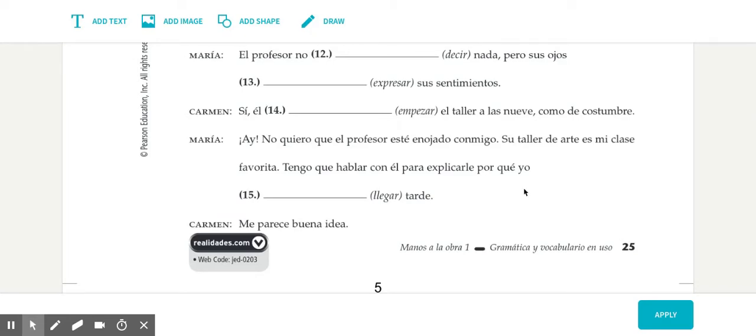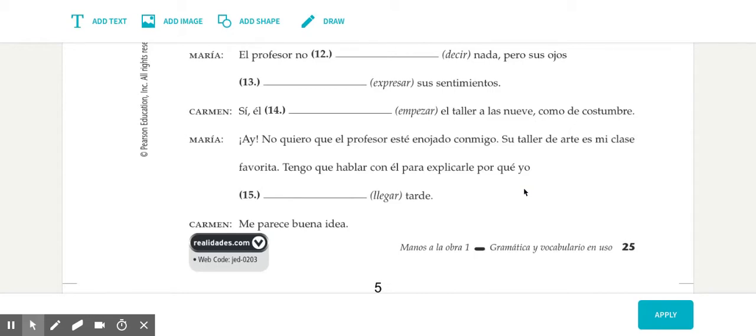Carmen, sí, él, when did he start the workshop, right? Empezó, ¿verdad? He started it at 9 o'clock, como de costumbre. Sí, empezó el taller a las 9, como de costumbre. He started work at the workshop at 9, just like any other day, just like usual. María, ay, no quiero que el profesor esté enojado conmigo. I don't want the teacher to be mad at me. Su taller de arte es mi clase favorita. His art workshop, his art class is my favorite.